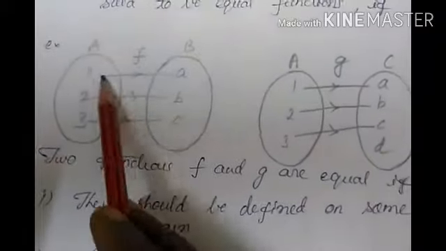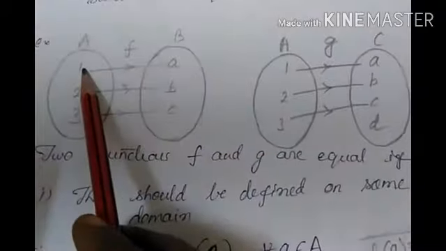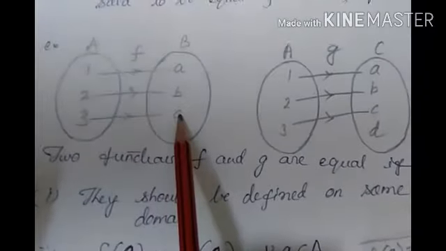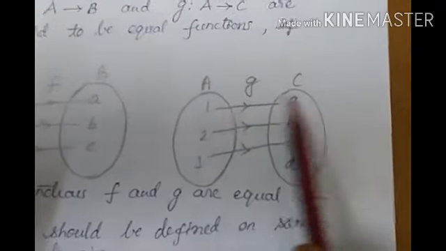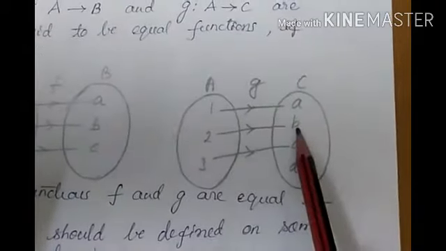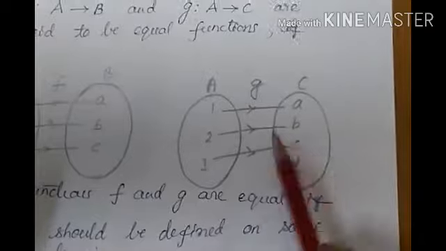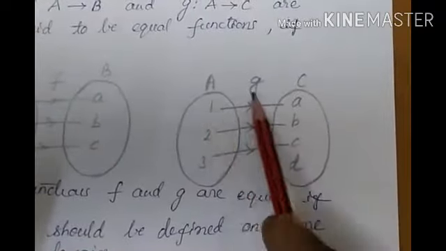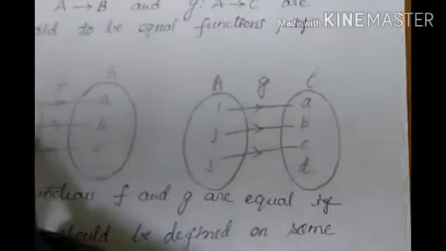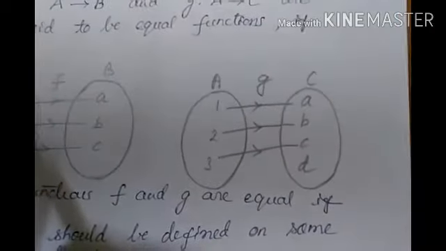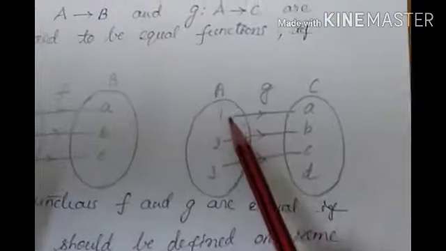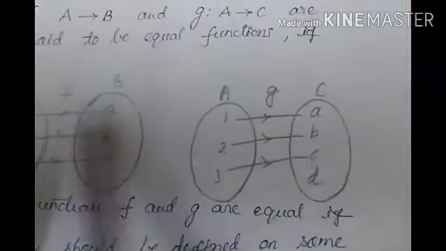But the range is the same. Why? 1 is mapped to a, 2 is mapped to b, and 3 is mapped to c. Here also 1 is mapped to a, 2 is mapped to b, and 3 is mapped to c. In g the image of 1 is a, and the f image of 1 is also a. These two are equal. So both the images are equal.